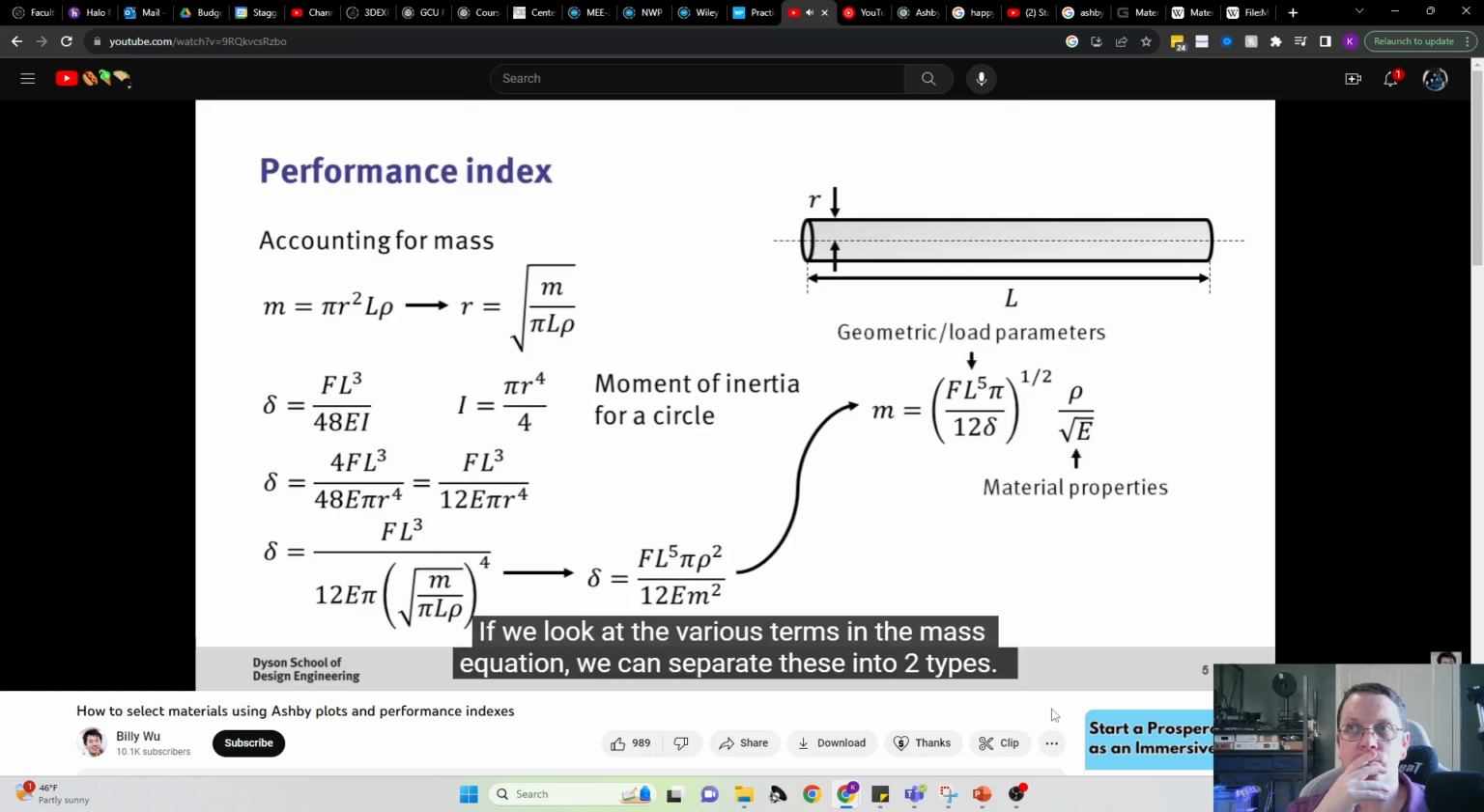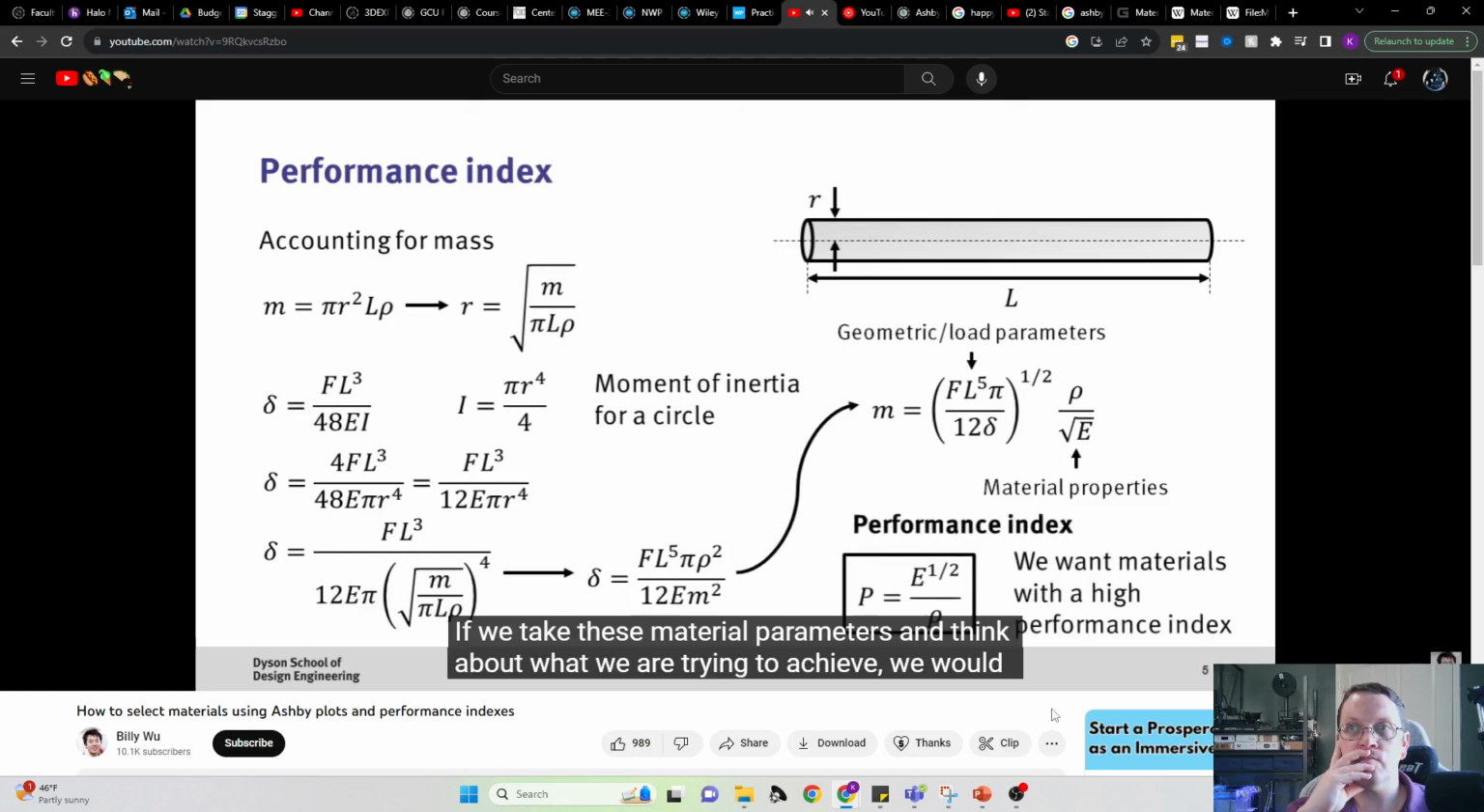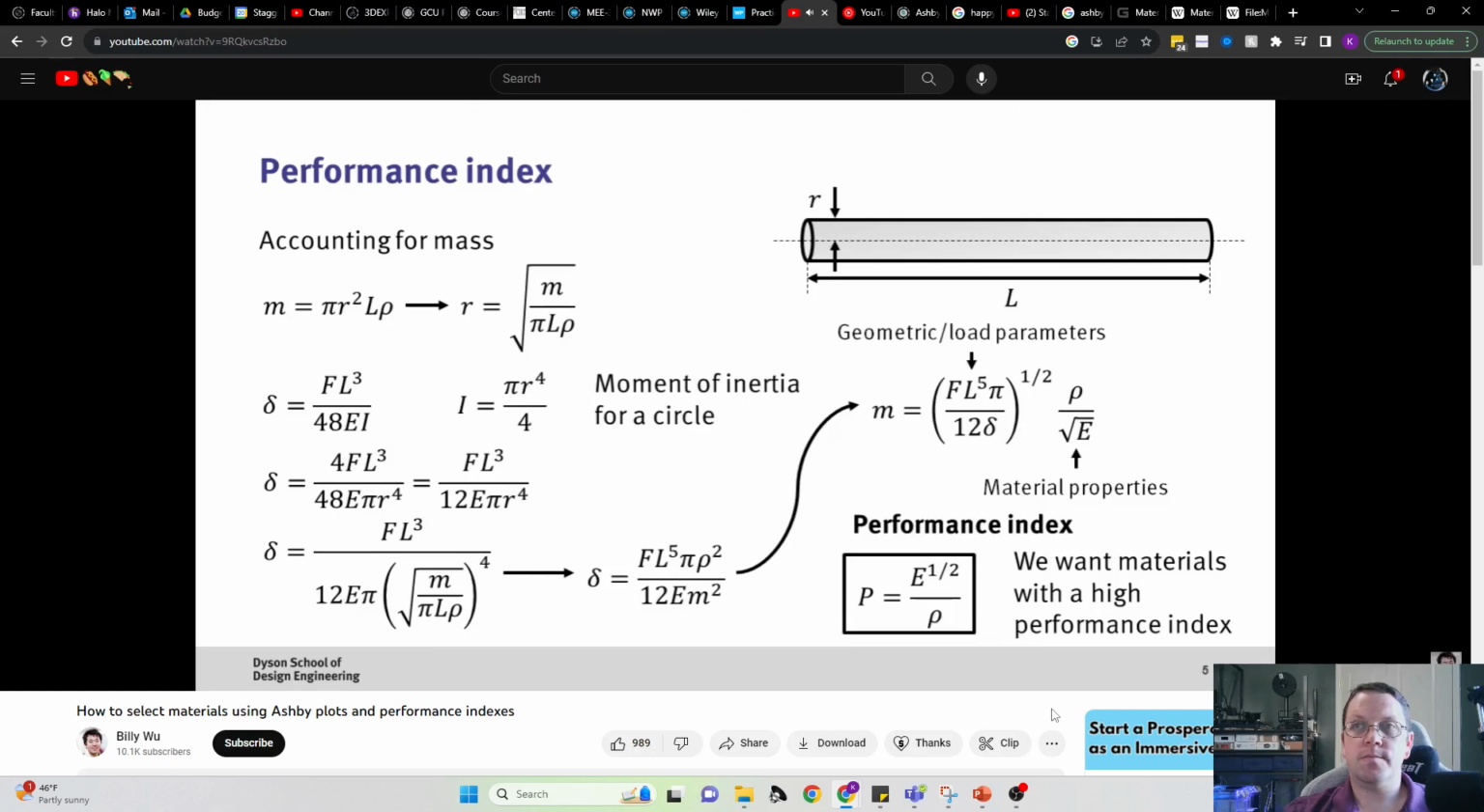If we have a look at the various terms in the mass equation, we can separate these into two types. Firstly, there's a set of geometric and load parameters which are governed by the design of the bike. Secondly, and more importantly, we have properties which are defined by what materials we select. If we take these material parameters and think about what we're trying to achieve, we'd like to reduce the mass, and therefore having a low value of ρ over square root E would achieve this. Conventionally, we want to define a performance index, which we maximize. So what we'll do here is flip this upside down to give our final performance index P, which is equal to square root E over ρ.